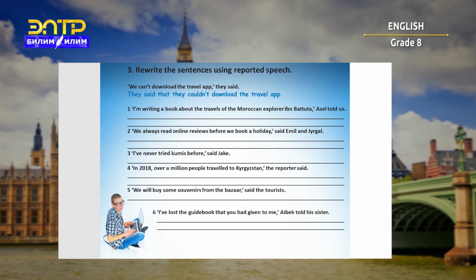I hope you've noticed the difference. Instead of the verb can't, we use the verb couldn't. Instead of the word we, we use the word they. We can't download the travel app; we change to they couldn't download the travel app. Now you have 1 minute to rewrite the sentences using reported speech. Start now, please.